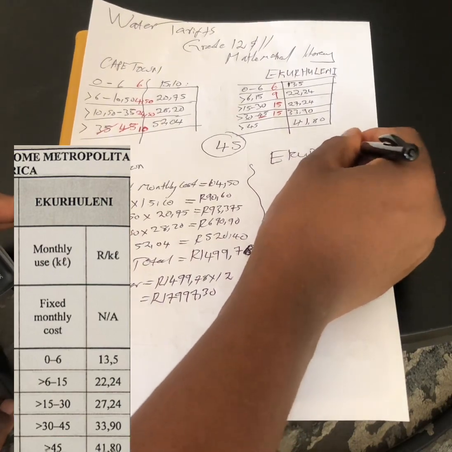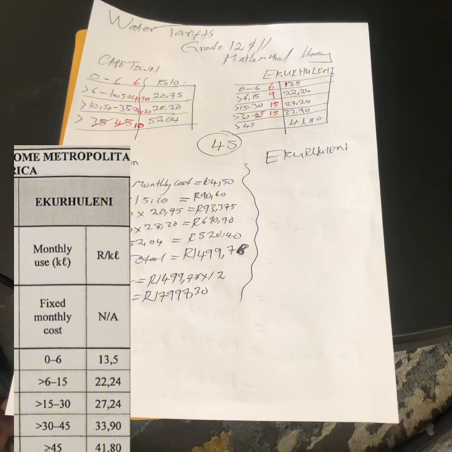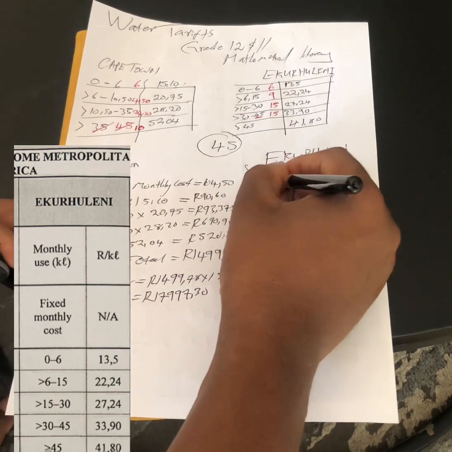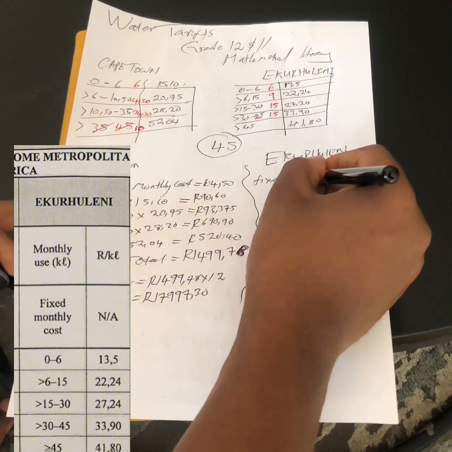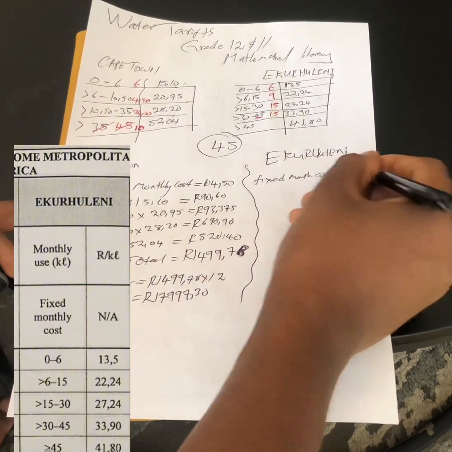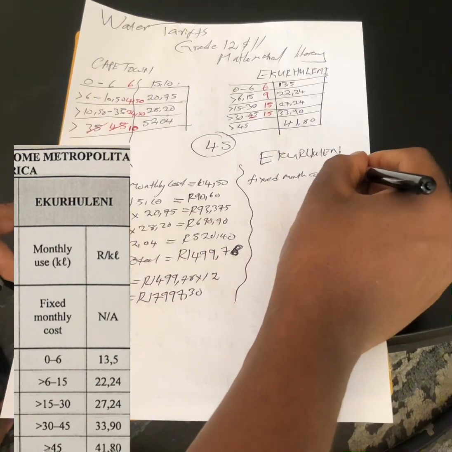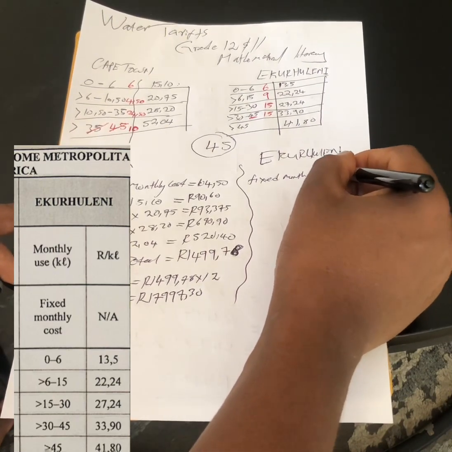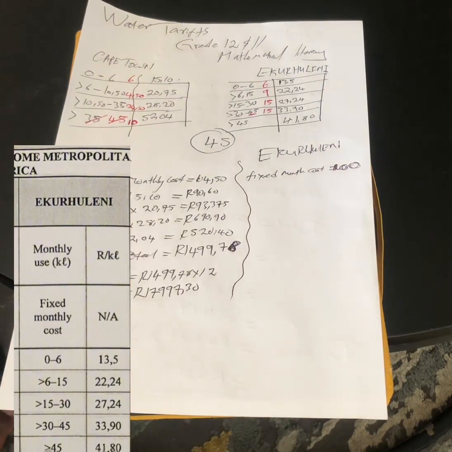Ekurhuleni. Let's begin to calculate for a person who lives in Ekurhuleni. How much are they going to pay? Let's begin with the fixed monthly cost, which is equal to 0. It is 0 here at Ekurhuleni. You can see from the statement that Ekurhuleni has 0 monthly cost.